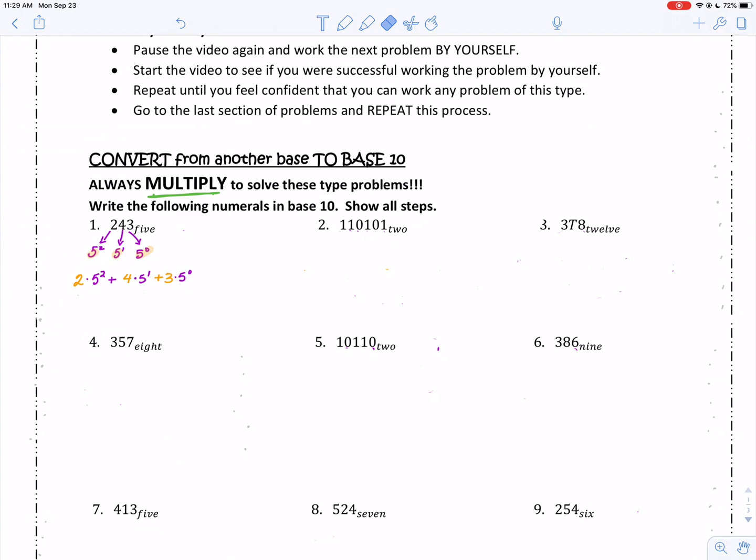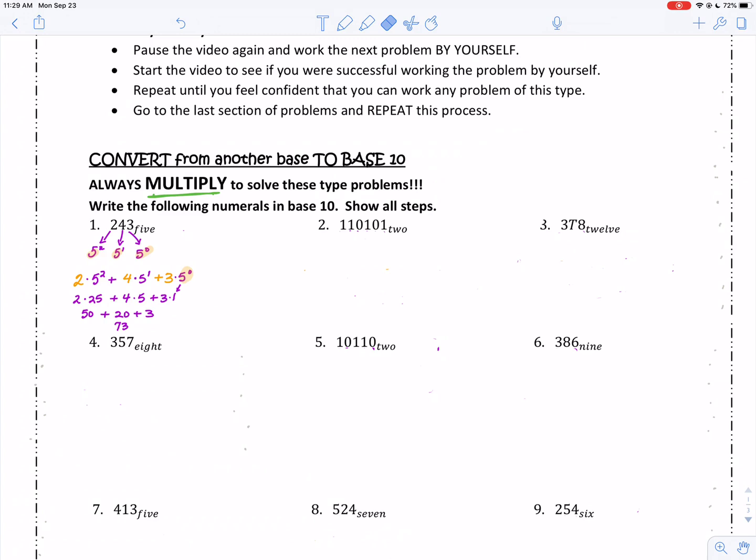Then you continue simplifying. Notice 5 squared is 25. So that'll be 2 times 25. Also, anything to the 0 power is always 1. So that is why it's going to be 3 times 1 there. Then we just keep simplifying. So we have 50 plus 20 plus 3, and finally 73. So now pause and work number 2.